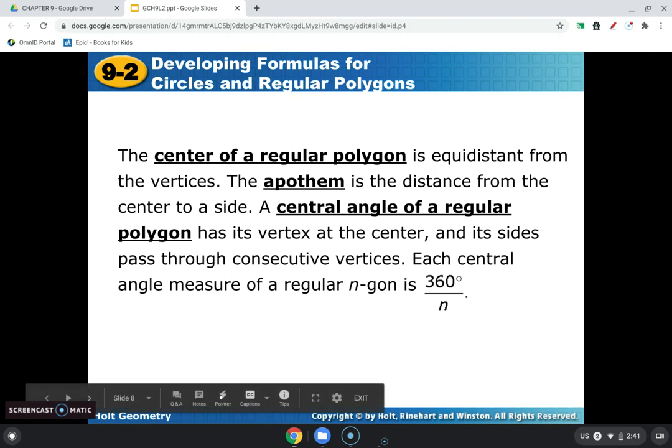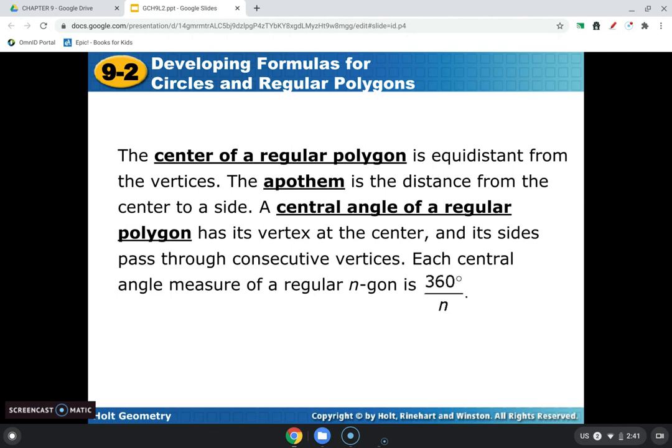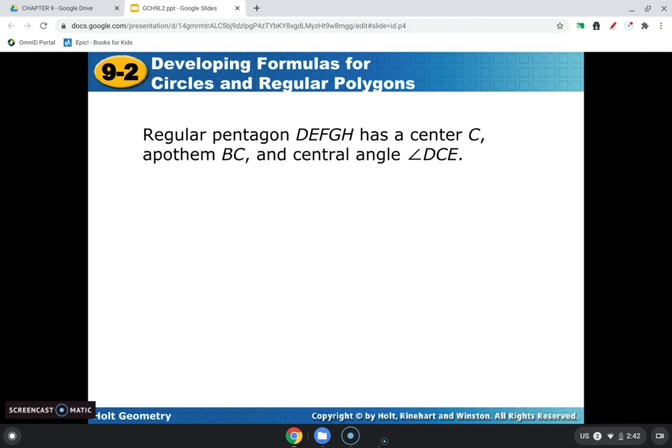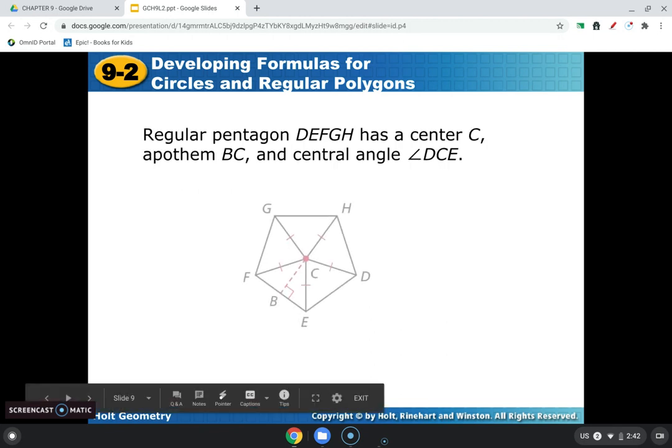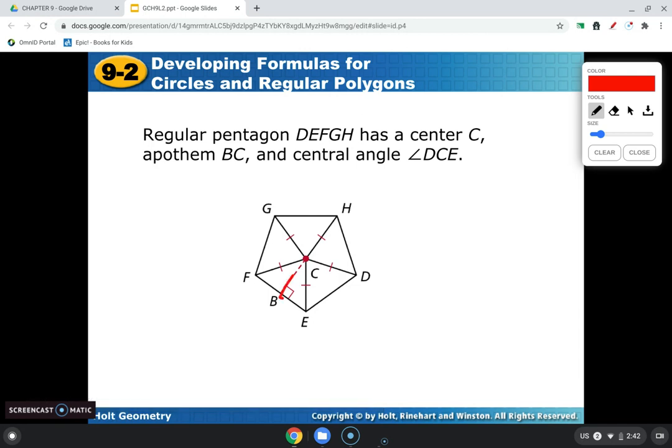All right, the center of a regular polygon is equidistant from the vertices. The apothem is the distance from the center to a side. A central angle of a regular polygon has a vertex at the center, and its sides pass through consecutive vertices. Each central angle measures 360 divided by n. If you're looking at a regular pentagon, this would be the apothem right here, the distance from the center of a side to the center of the polygon.